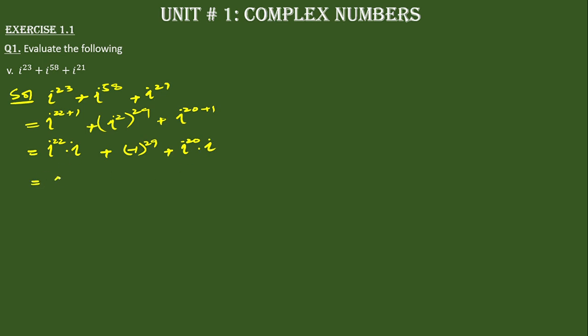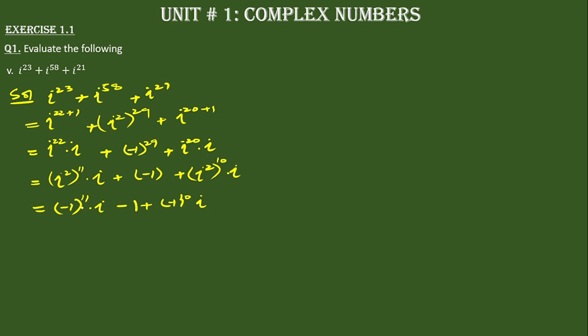So iota raised to power 22 can be written like this: iota square into 11 and then iota. Then minus 1 raised to power 29, this is minus 1. And iota raised to power 20 is iota square raised to the power 10 and then iota. Iota square is minus 1. So this is minus 1 raised to the power 11 into iota, plus minus 1 (this is minus 1), and iota square is minus 1, so minus 1 raised to the power 10 and then iota.